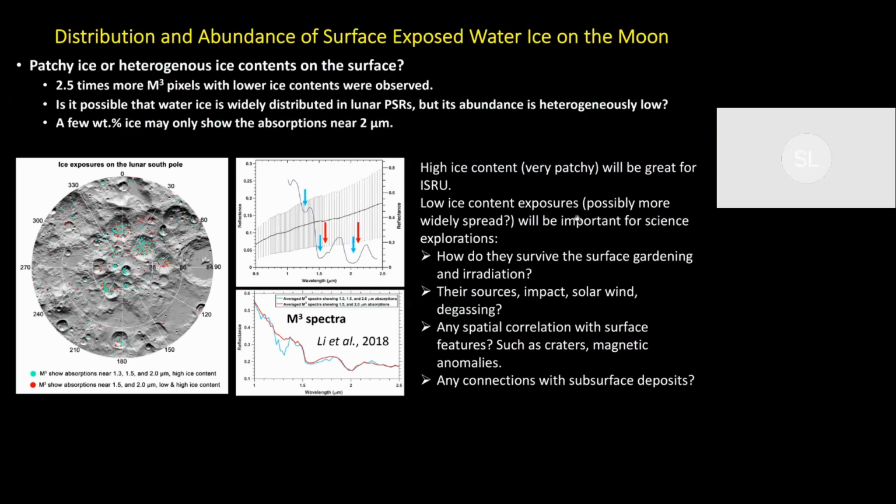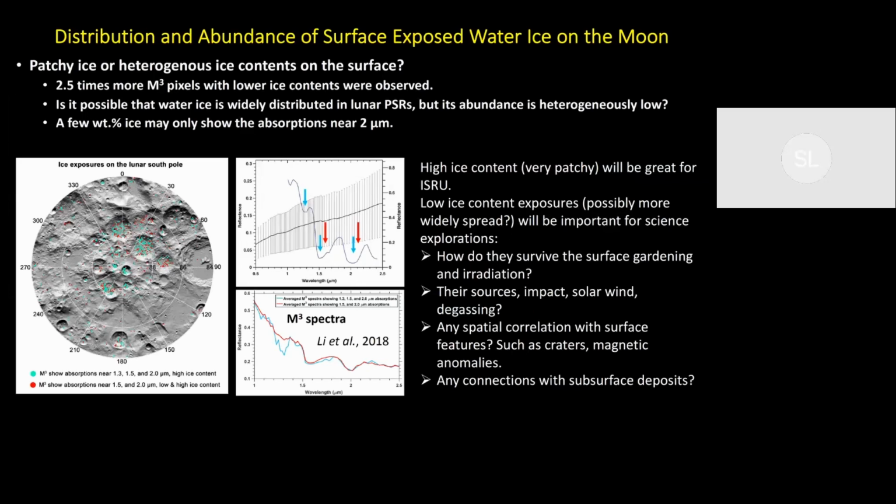As we heard in a lot of talks today, the distribution and abundance of surface exposed ice is important to assess water ice for resource utilization. Many observations suggest that lunar surface ice is very patchy. I'm not sure if this is due to the heterogeneous content on the surface. The lower water ice cannot be well resolved by the current data set.